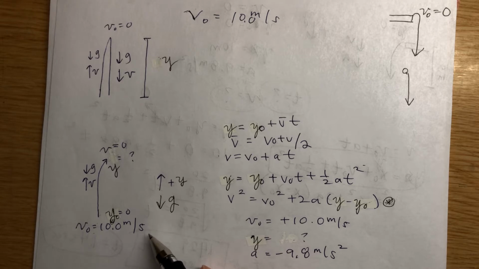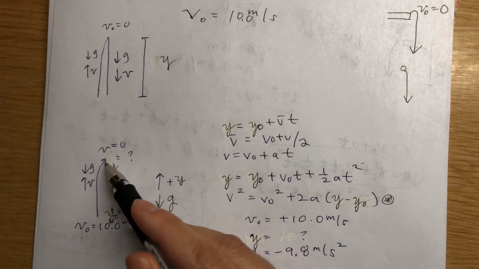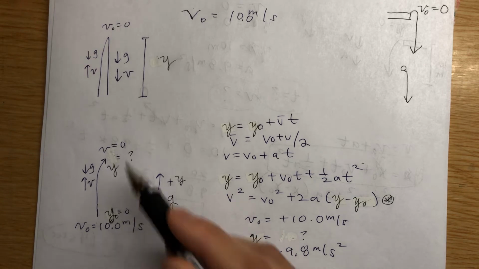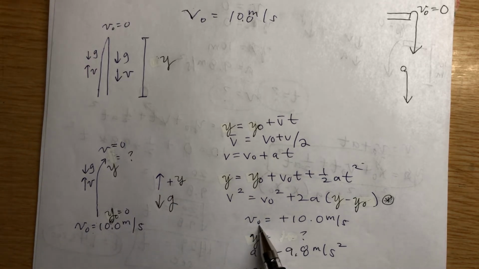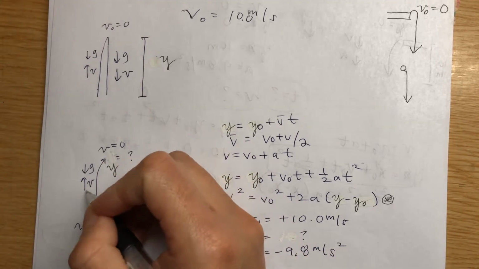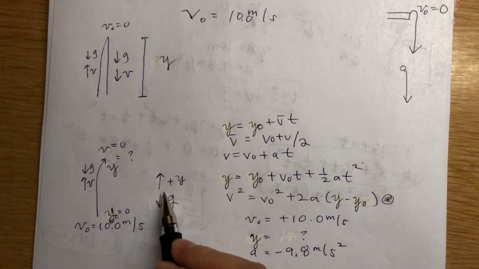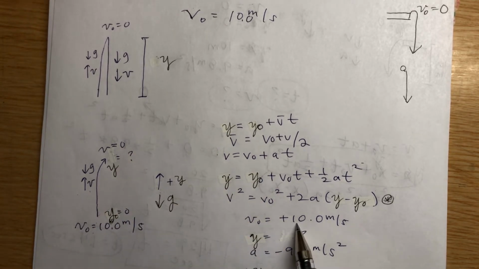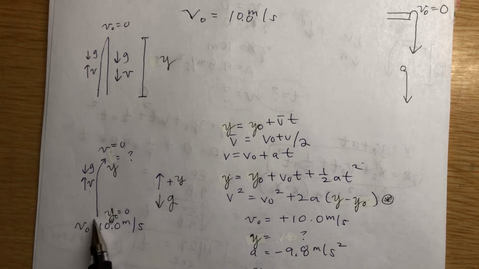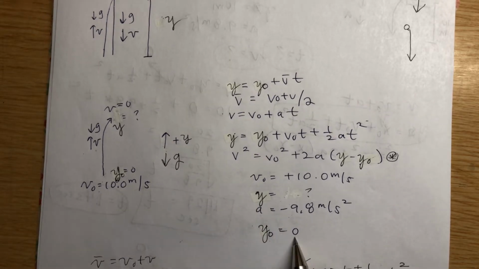Always draw the diagram and write what you have. At the top, velocity is 0. Initial velocity is positive 10.0 meters per second, going upwards, and upwards is positive. I want to find y. Acceleration is negative, and y naught is the bottom, so y naught equals 0. So I have those 5 equations, and you just try to figure out which one you want to use.